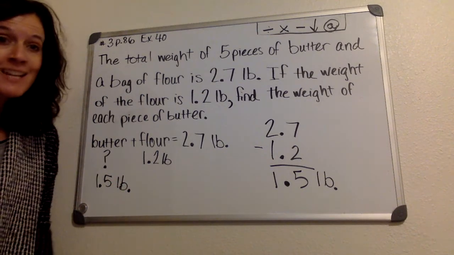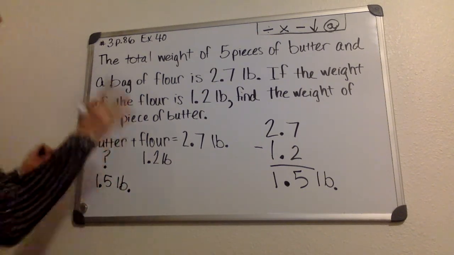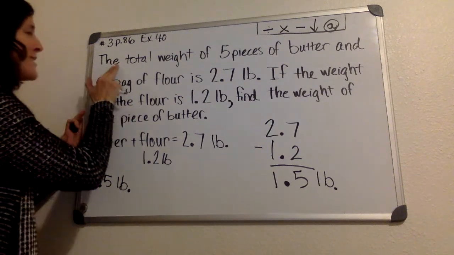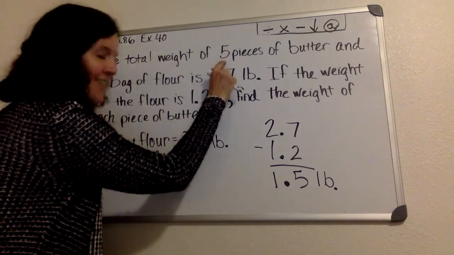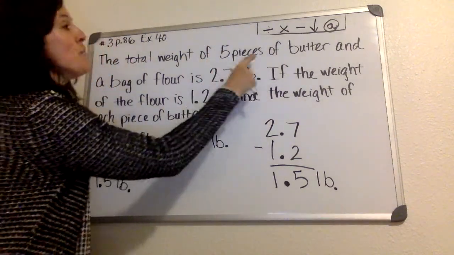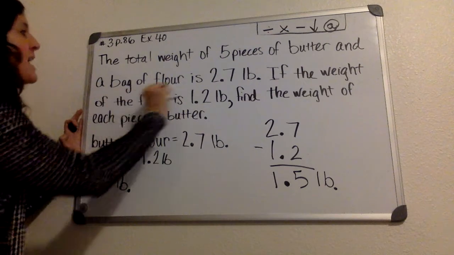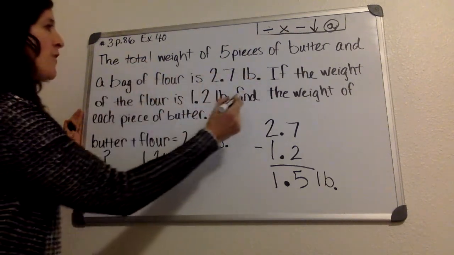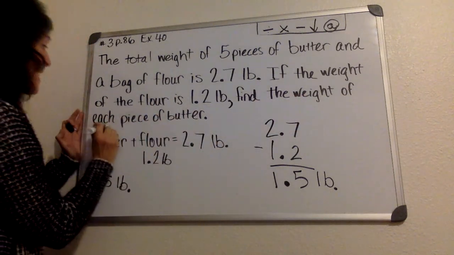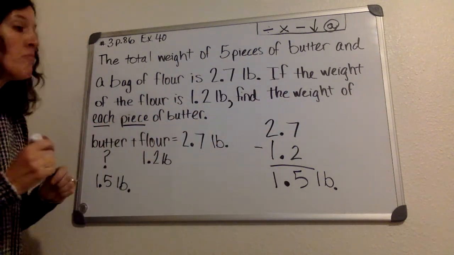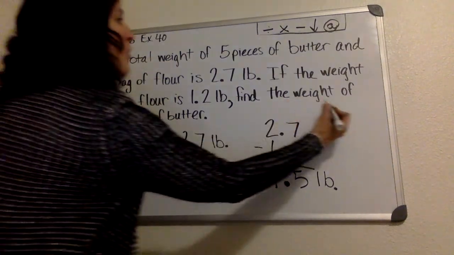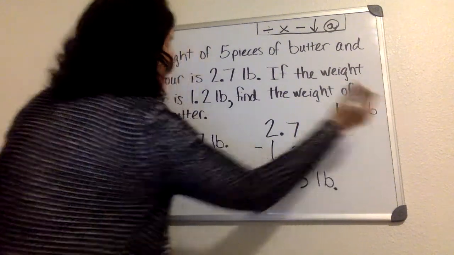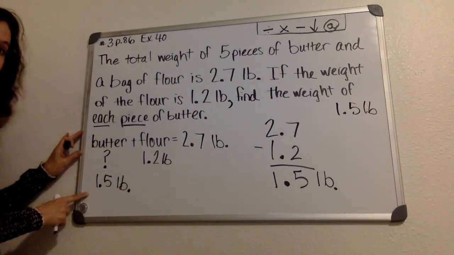Does it sound like I'm done? Not quite, right? Let's go back and find out what's going on with this butter. It says the total weight of 5 pieces of butter and the flour is 2.7 pounds. I want to find the weight of each piece of butter. So now I know I'm going to put that over here. My 1.5 pounds is for my butter.